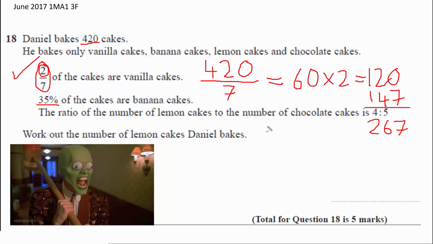So let's see how many chocolate and lemon cake I have left. So I'm going to take that away from my original amount of cake. So 420 take away 267. So a bit of subtraction.